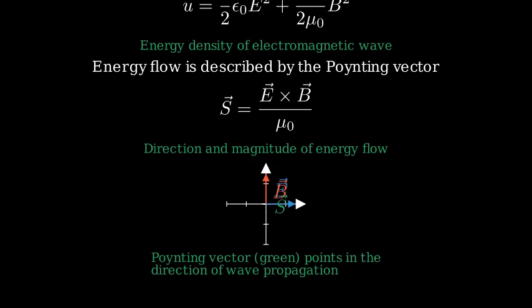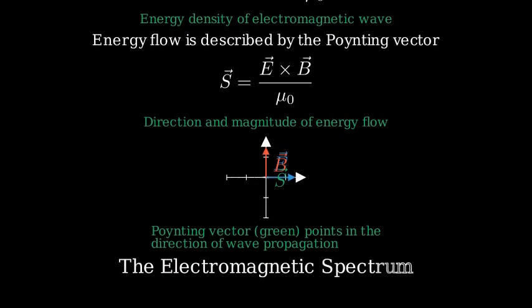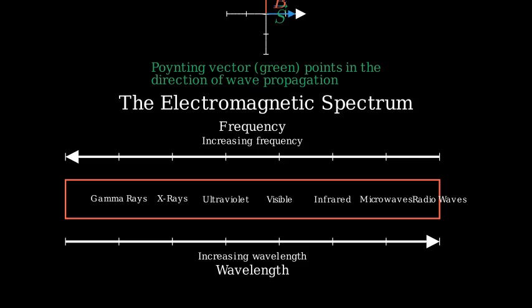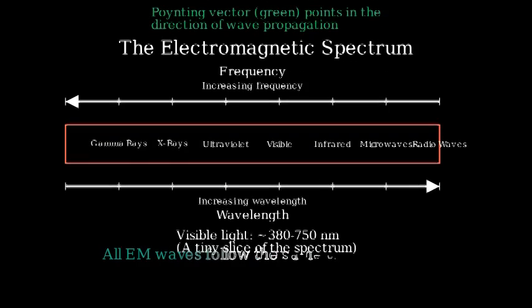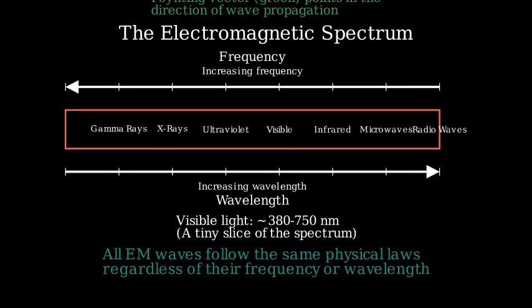Electromagnetic waves cover a wide range of frequencies and wavelengths, forming what we call the electromagnetic spectrum. From low frequency to high frequency, the spectrum includes radio waves, microwaves, infrared radiation, visible light, ultraviolet radiation, X-rays, and gamma rays. Visible light is just a tiny slice of this spectrum, corresponding to wavelengths between approximately 380 and 750 nanometers. Despite the vast range of frequencies, all electromagnetic waves share the same fundamental properties we've discussed and follow the same Maxwell's equations.